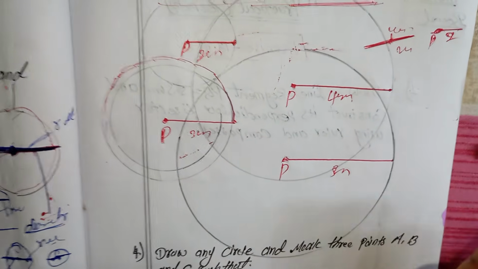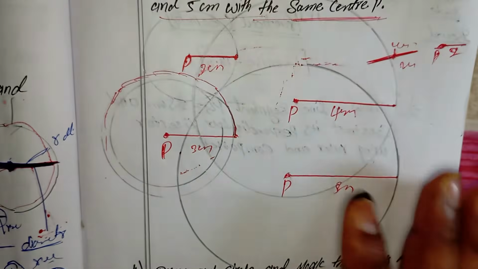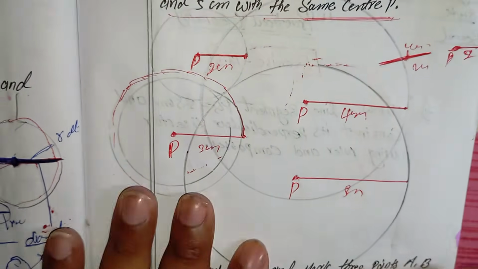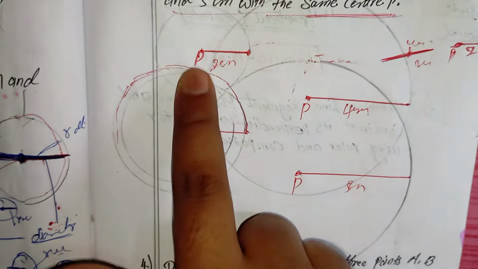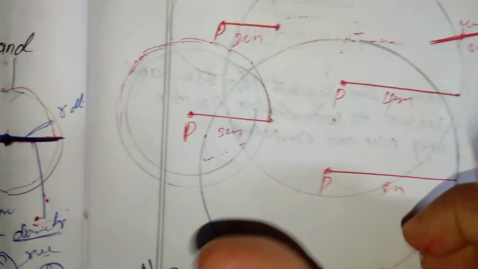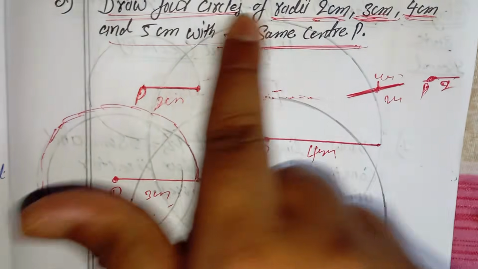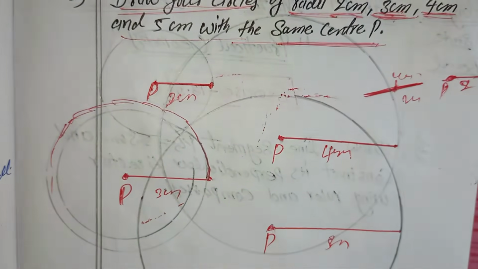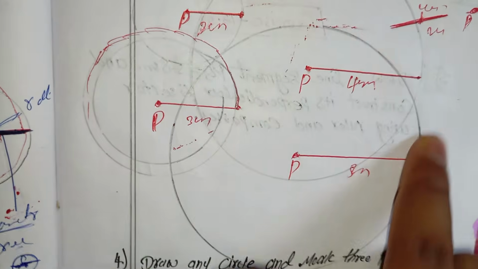It has become a khichdi in here, but don't worry. This is 2 centimeter. Here is its circle. This is 3 centimeter radius, the circle is here. This is 4 centimeters, the circle is this one. This is 5 centimeter, its circle is this one.